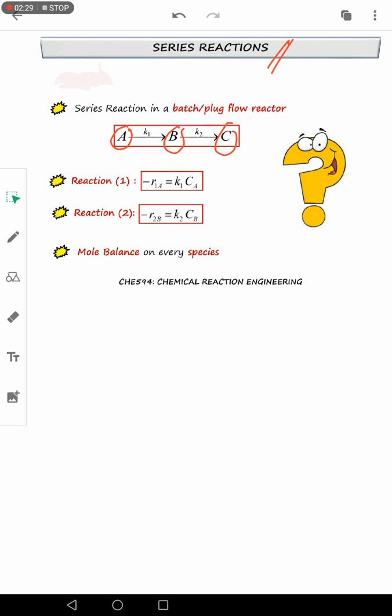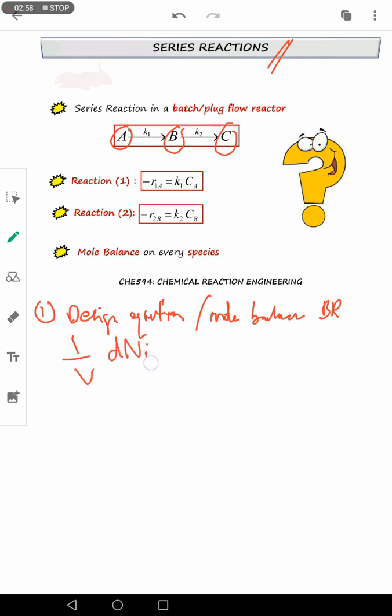Okay, back to here. So kalau these series reactions berlaku dalam batch reactor, the first thing that you have to know is the design equation, or another name for design equation is mole balance, if you still remember, for batch reactor. So just to recall, the design equation is, let's say, 1/V dNi/dt, so number of moles over volume, bersamaan dCi/dt, concentration over dt. And usually for batch reactor, V is always the same as the initial volume, because we can regard volume as constant.